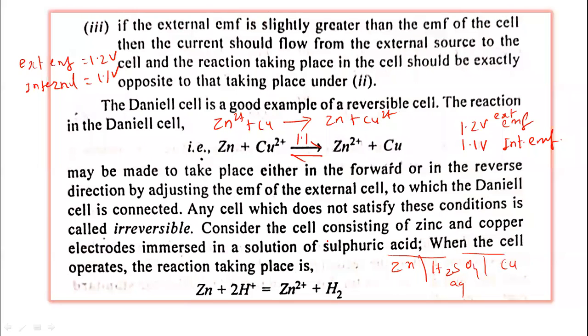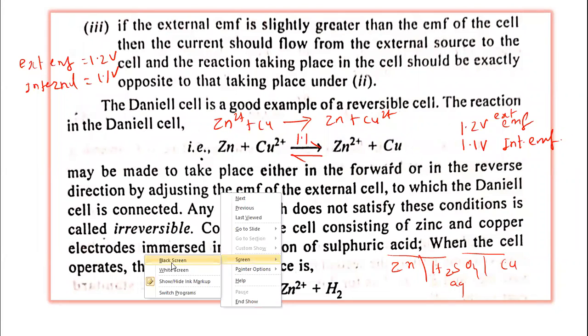Let us write the reaction of this cell, to see whether the cell is reversible or irreversible. Zinc in contact with H2SO4. Zinc in contact with sulfuric acid. The electrolyte is changed here. And copper in contact with sulfuric acid. This is the negative electrode, this is the positive electrode. Now we want to see whether this cell is reversible or irreversible. Let us write the reaction of this.